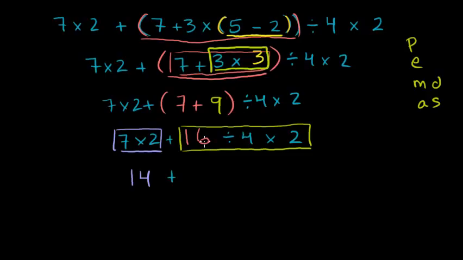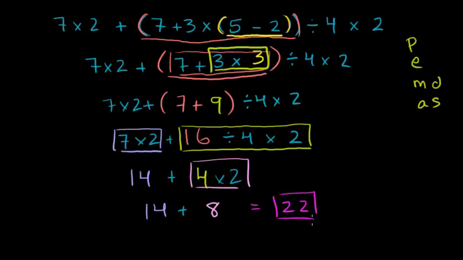So this thing right here, 16 divided by 4 times 2, simplifies to 4 times 2. That's this thing in green right there. And then we're going to want to do the multiplication next, because multiplication takes priority over addition. This simplifies to 8. And so you get 14, this 14 right here, plus 8. And what's 14 plus 8? That is 22. That is equal to 22. And we are done.